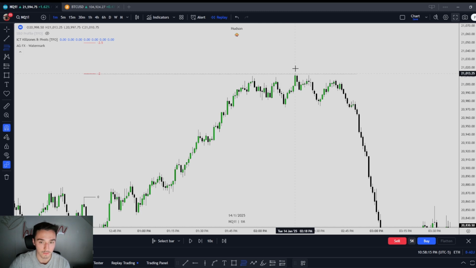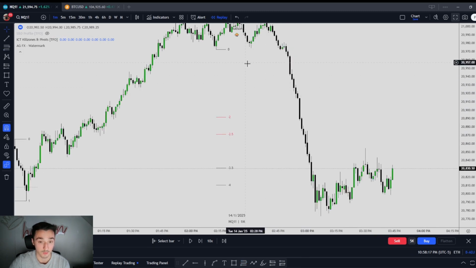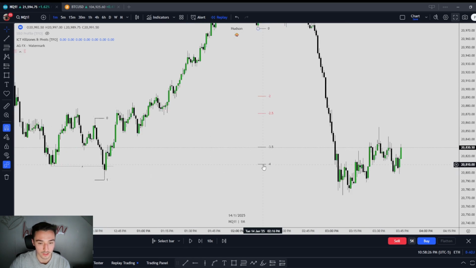Now, what can we do? We can measure this one, right? And what do you guys notice here? We absolutely run through -2, 2.5, right? We reprice into this miniature fair value gap and run the lows, which is -4 right here, and then we close, right?